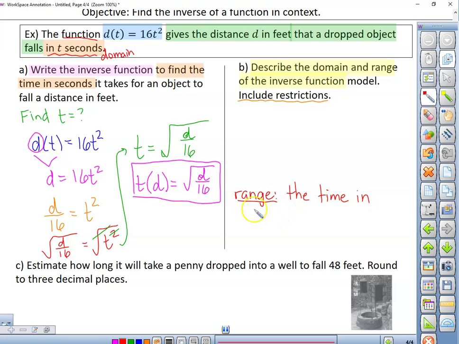And since time has to be what we call non-negative, it can't be negative, we include that restriction. So you can say where t is greater than or equal to 0, because we can't have negative seconds. Or you could also say t is non-negative.